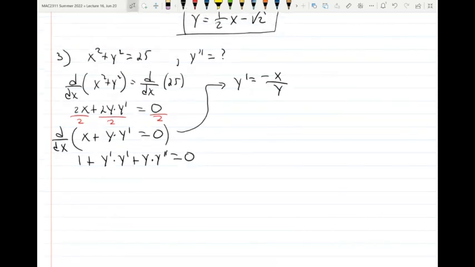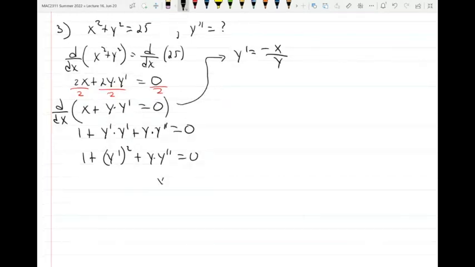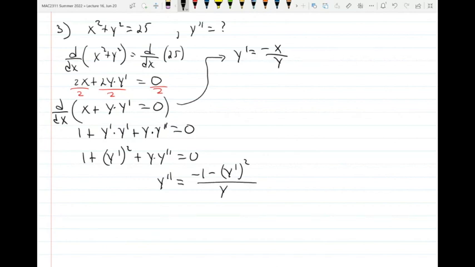And now solve for y double prime. So I'm just going to write this as y prime squared plus y times y double prime. Now we can solve. So y double prime is going to be negative 1 minus y prime squared, all over y. Do you understand this? Let me see. We're not done here.